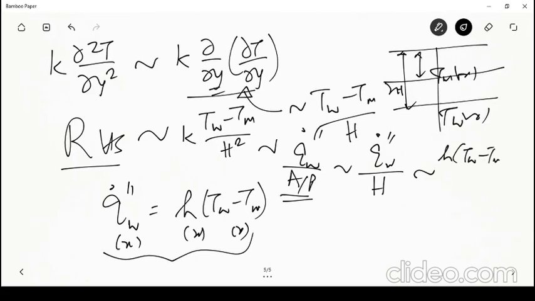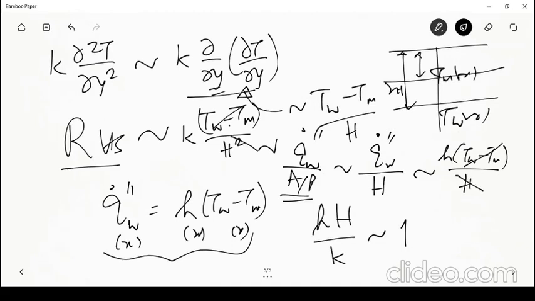So q wall is written as h into T wall minus T mean. If I substitute that here, this becomes of the order of h into T wall minus T mean by capital H. Okay, so this is the expression that you get. So if I take this as of the order of this, I can write h into H by k is of the order of 1, because this T wall minus T mean gets cancelled between this side and this side. Okay, and then the H would also get cancelled. So I would be able to say h into H by k is of the order of 1.